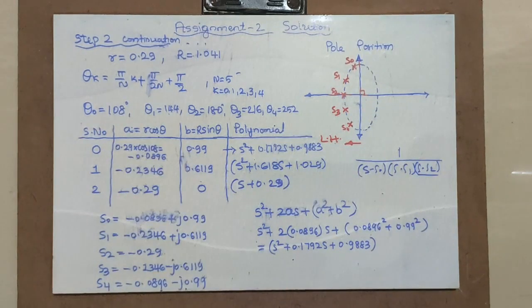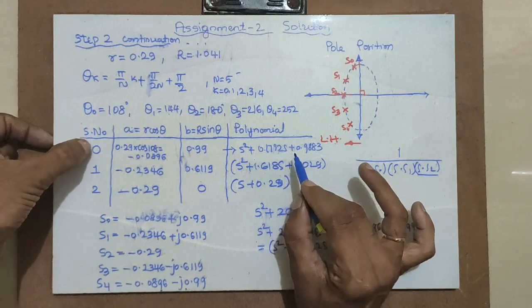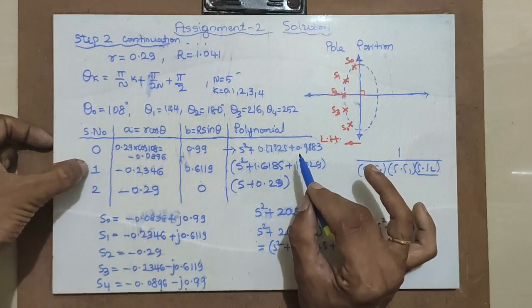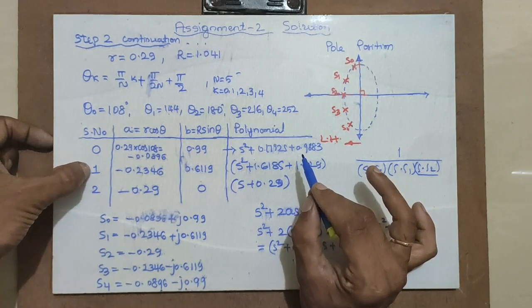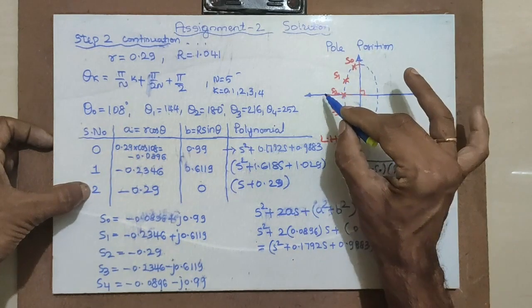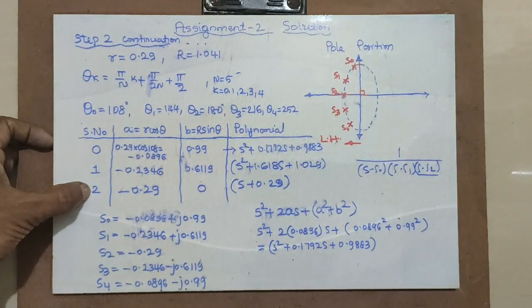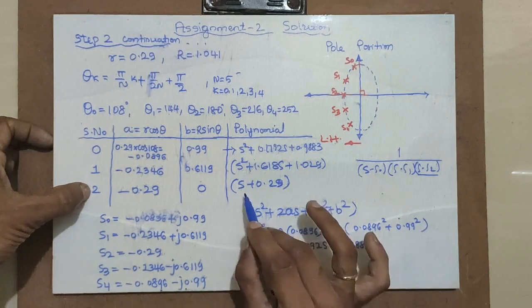Why is this second order? Because the pole is having one complex conjugate. Similarly, the first pole is having a conjugate. But the second pole comes on the real axis. It doesn't have any conjugate. Hence it becomes S plus 0.29.